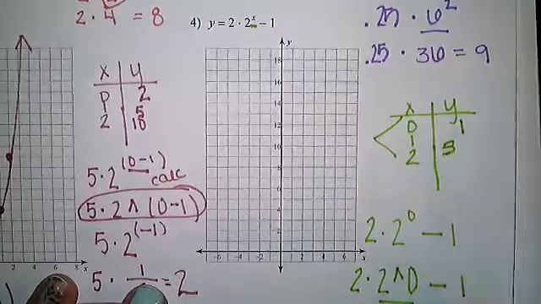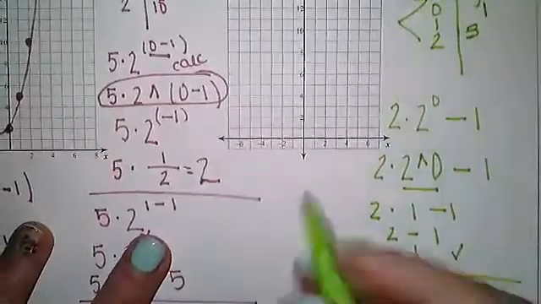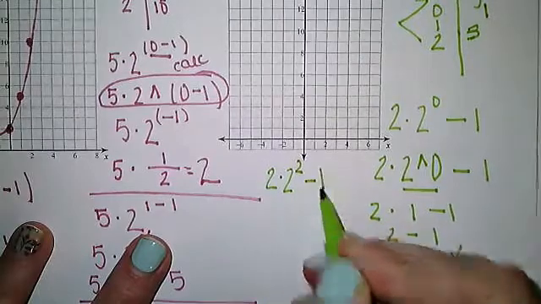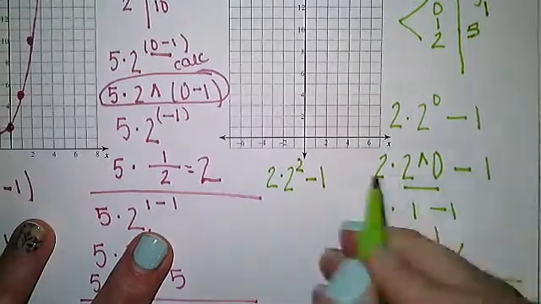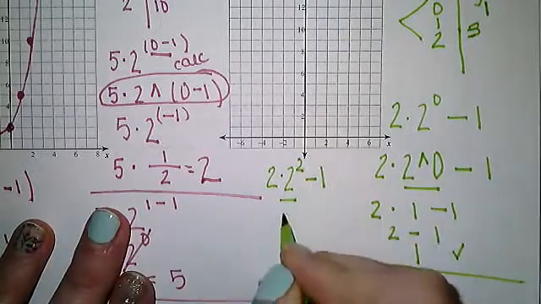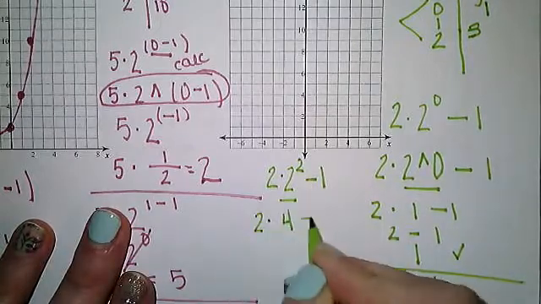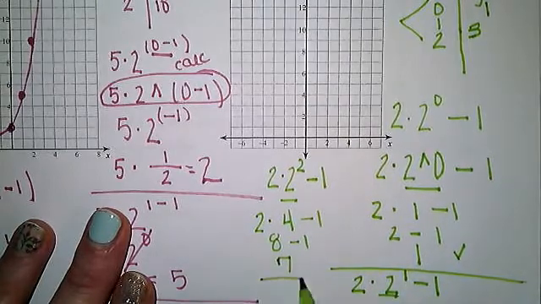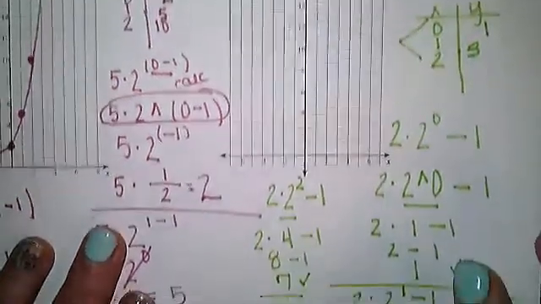For our last output, we're going to plug in a 2 for our input and see what we get. Once again, you can use your calculator, just no parentheses here. 2 squared is 4. 2 times 4 is 8. And 8 minus 1 is 7. So our last output is 7.